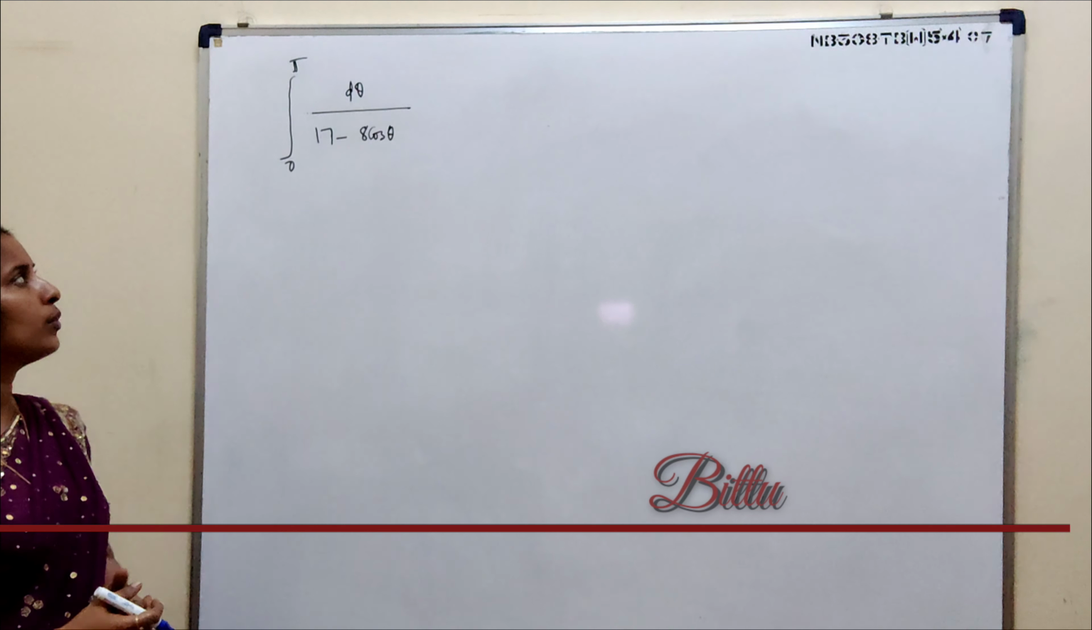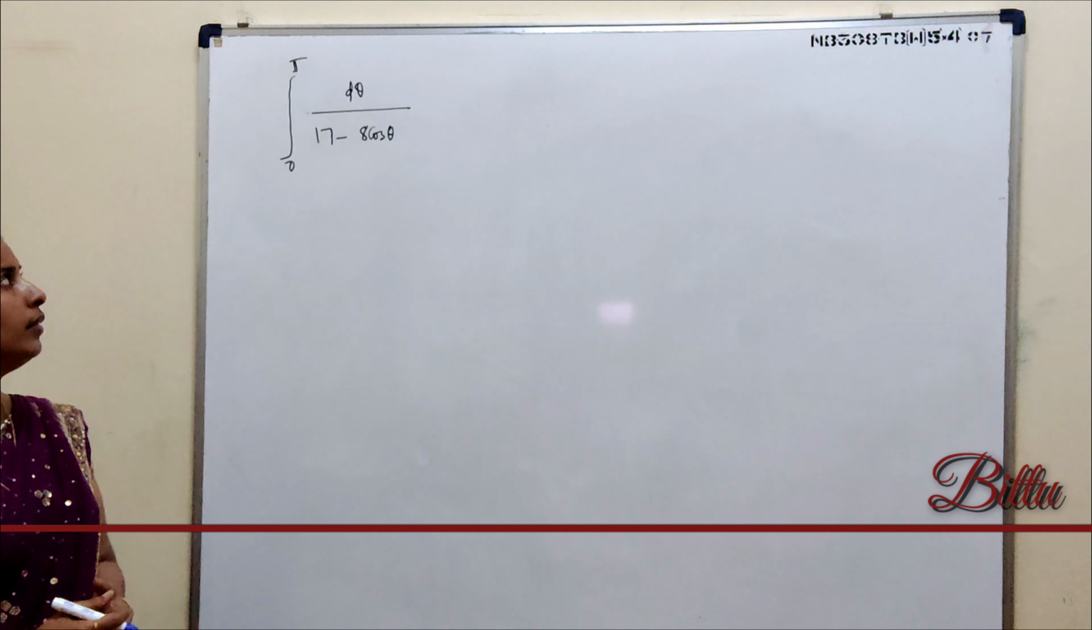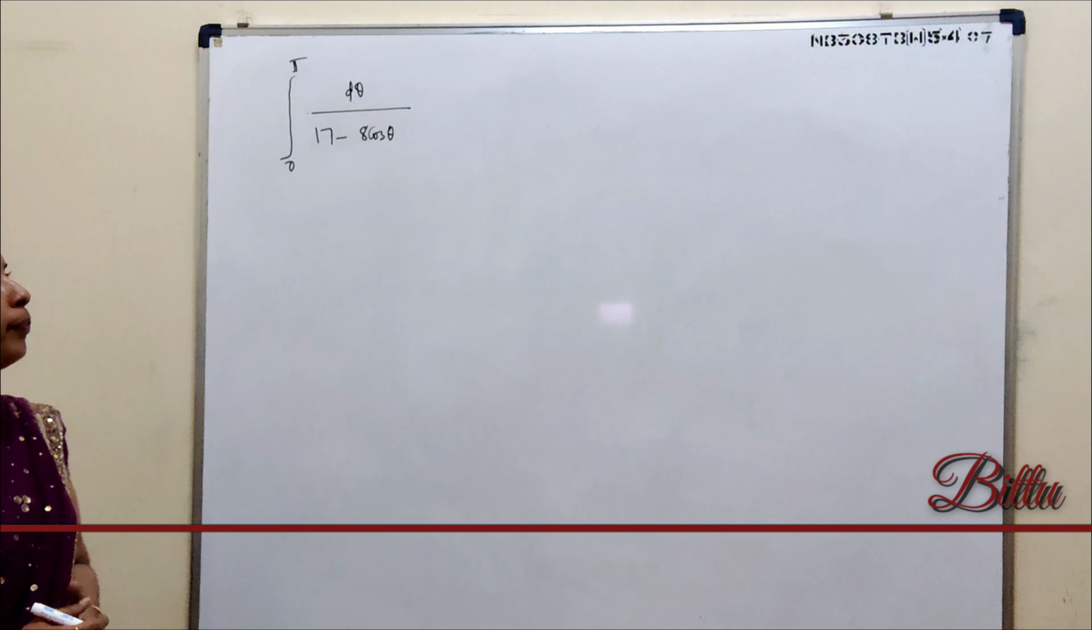I would like to evaluate one more university question. It is integral 0 to pi d theta by 17 minus 8 cos theta. See, here the upper limit is only pi. But this time you have to notice that the integral must be from 0 to 2 pi. Here it is only 0 to pi. So in such questions, first you have to make the integral 0 to 2 pi, because finally we evaluate the given integral by residue theorem.